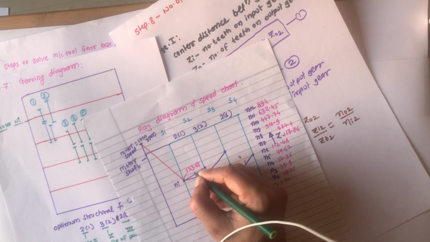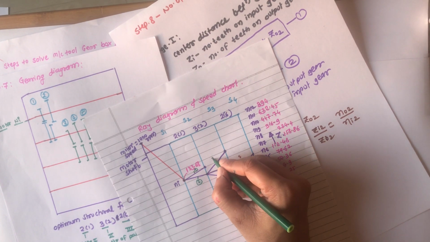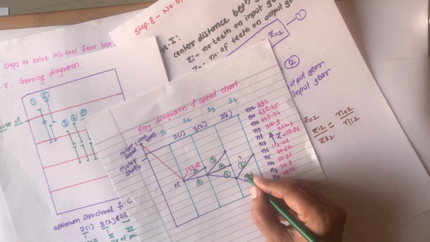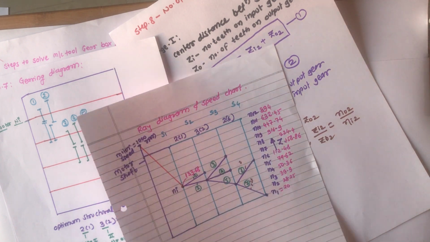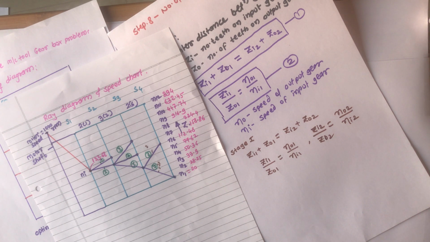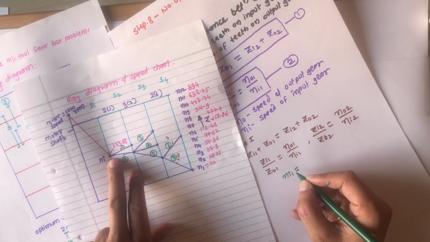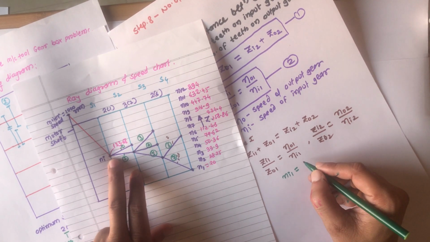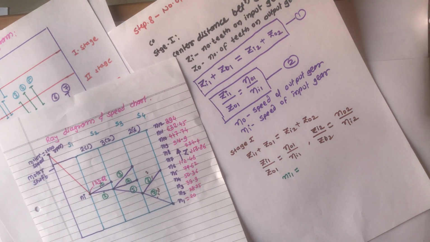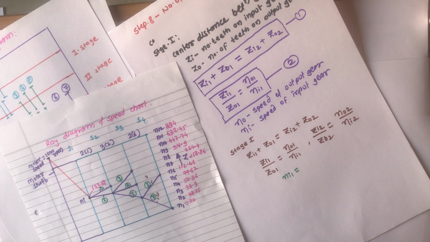This is your first gear, this is your second gear, third gear, fourth gear, fifth gear, sixth gear and seventh gear. So for first gear, the input speed of the first gear, NI1, is the input speed of your gearbox. We already calculated the input speed.